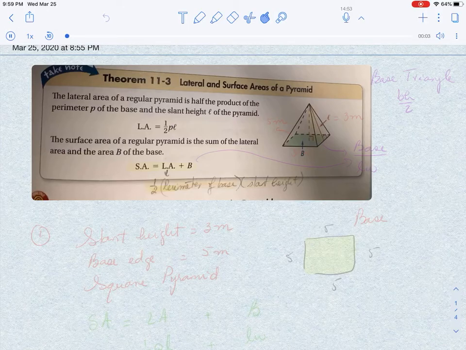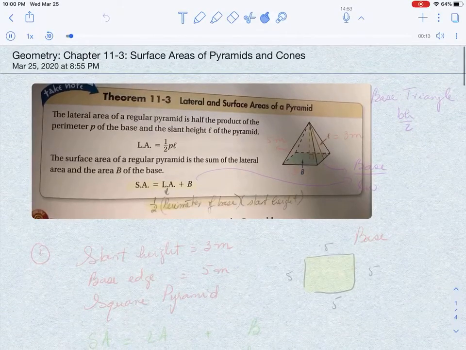In this lesson, we're talking about the surface area of pyramids and cones. Remember, in lesson 2 we talked about prisms, meaning they have two bases. In this lesson, we have one base. The base can be a rectangle or a square or triangles.